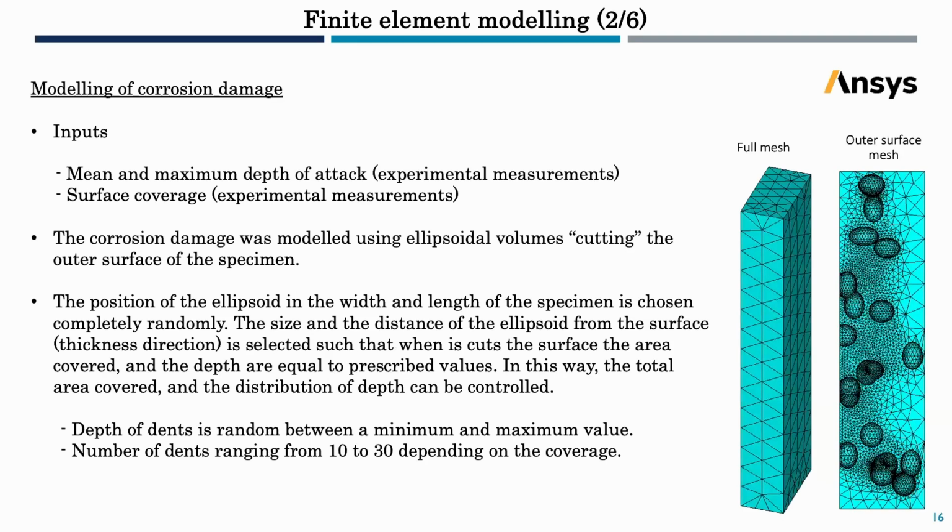So this is the full mesh. We have used a triangular mesh, and this is the outer surface mesh. Actually, it's a random mesh, having circular or elongated dents, actually ellipsoids. All of this is random, and the area of the dents was simulated according to the photographs that we had from the top surface.